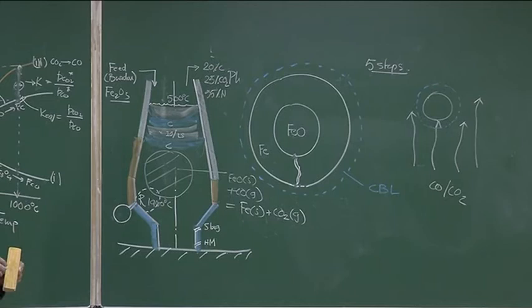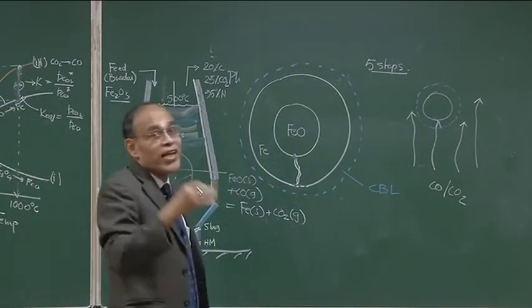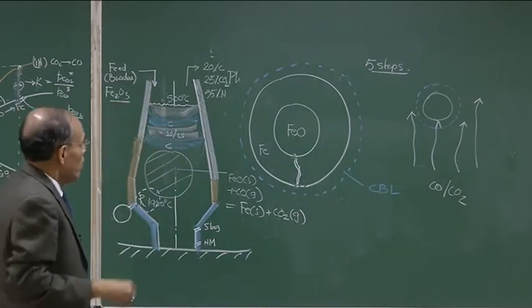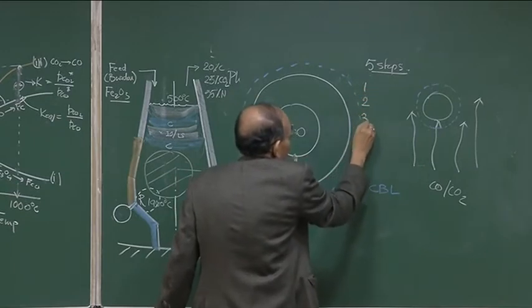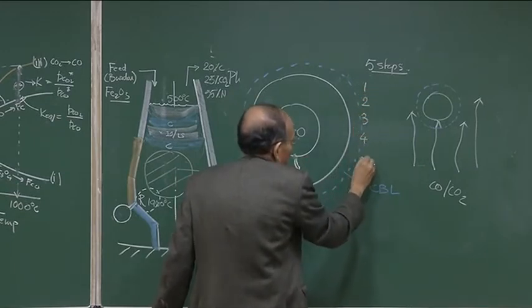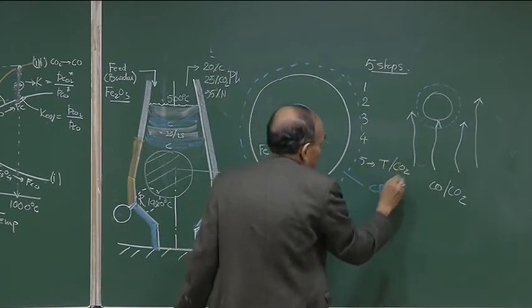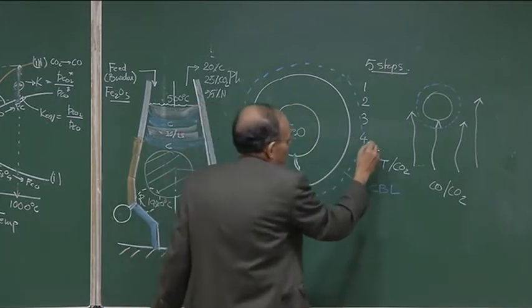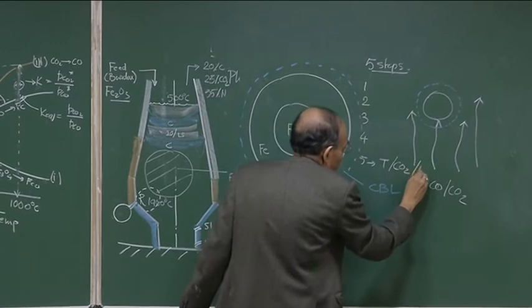including the chemical reaction which occurs at the FeO-gas interface. So, now we can apply this. Of the 5 steps, I will write 1, 2, 3, 4, 5. So, this is regarding transport of carbon dioxide. This is transport of carbon dioxide through the boundary layer.